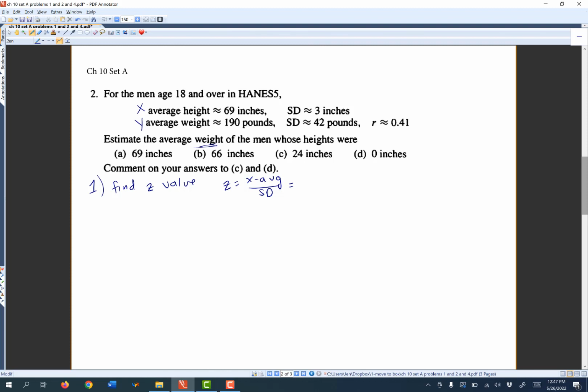So the X that we're interested in, let's do this part A first. So we'll do 69 is my X value, minus the average, which also actually happens to be 69, so that might be slightly confusing, divide by the standard deviation of 3. So in this case, we're just going to get 0.